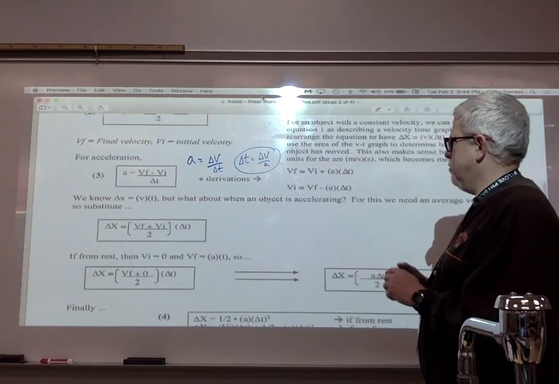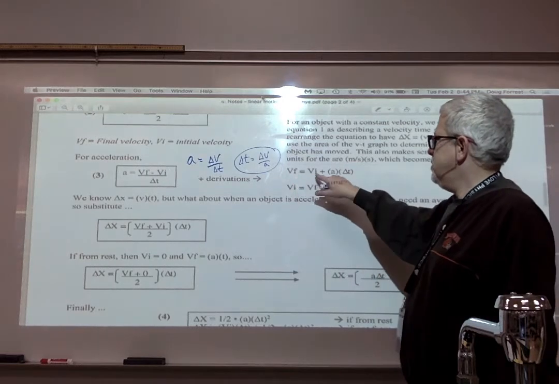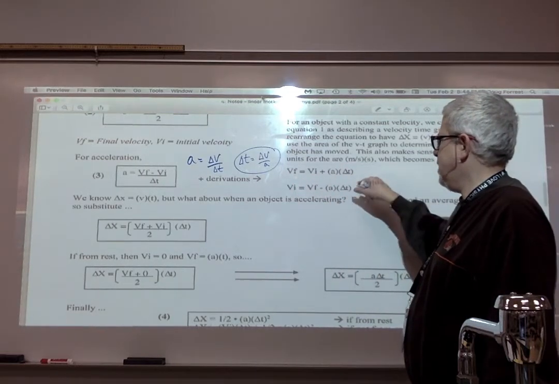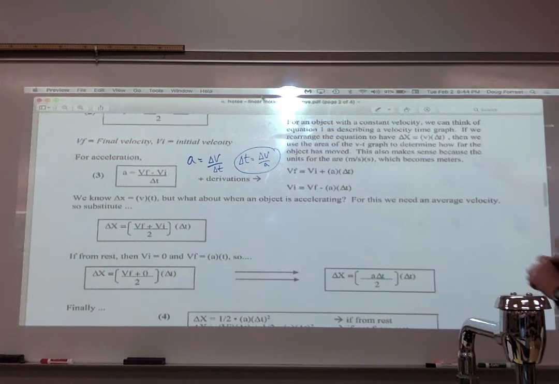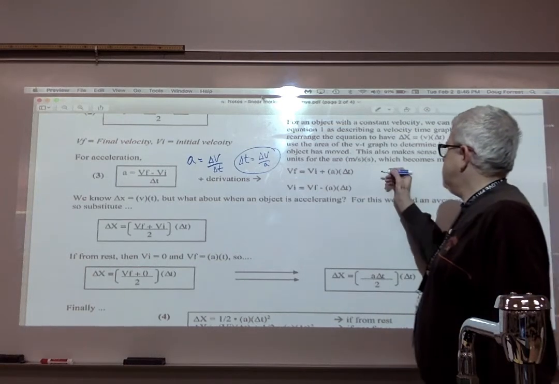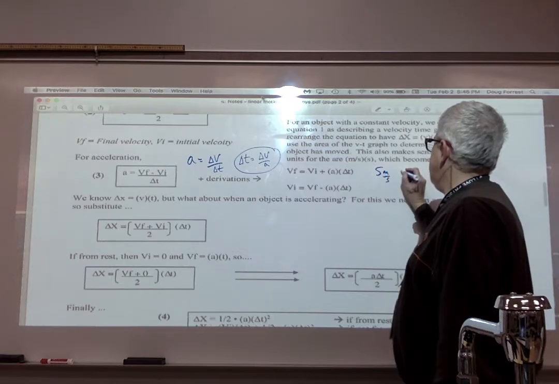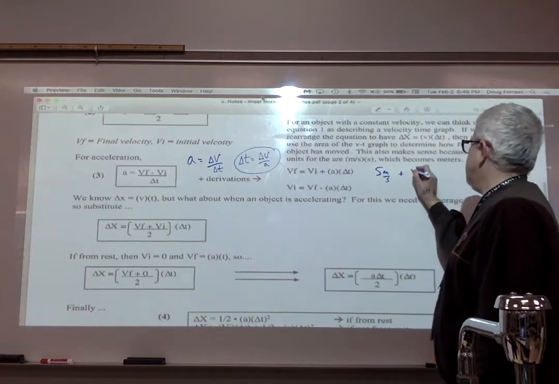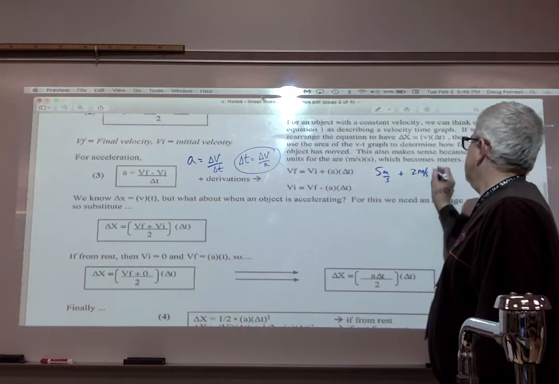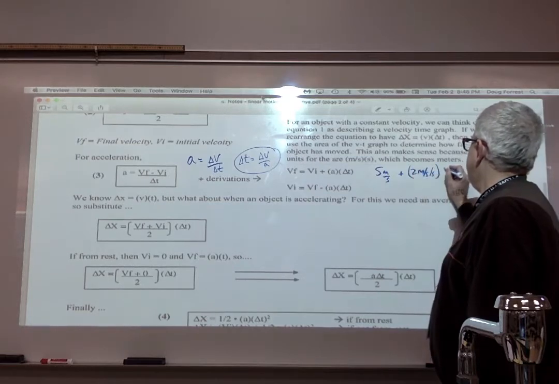Other rearrangements are over here. And again, these are just algebraic. Our final velocity is equal to our initial velocity plus acceleration times time. What does that mean? Well, let's say that we have an initial velocity of 5 meters per second, and we're accelerating at 2 meters per second squared for 3 seconds.